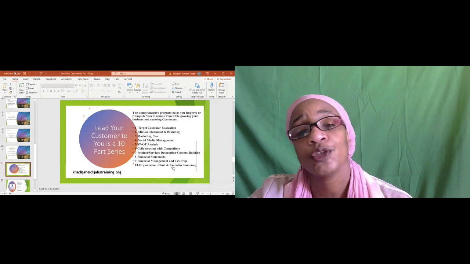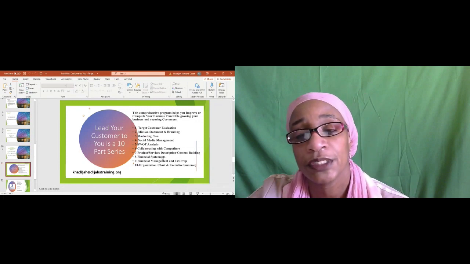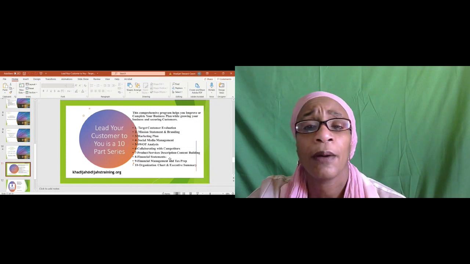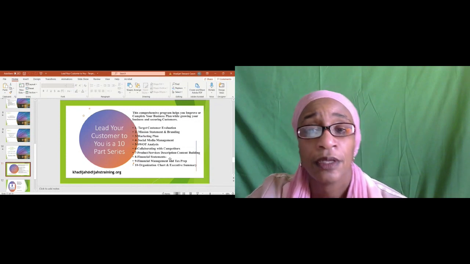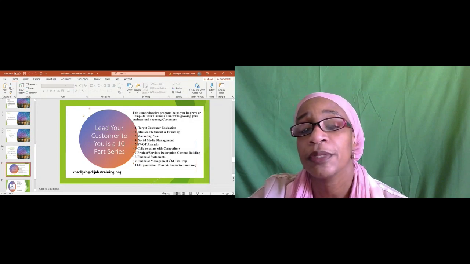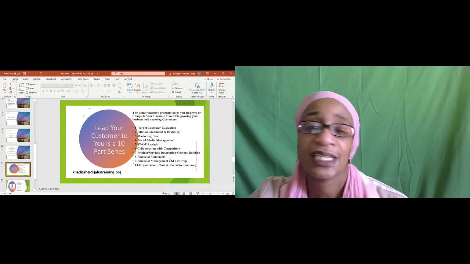And then your financial management and tax prep. So there's certain financial statements. No, I don't want to skip over financial statements because they're very important. Your cash flow, your profit and loss sheet, your balance sheet. These are all statements and sheets that you must complete to determine whether or not you even have a viable business. That's another thing, right?